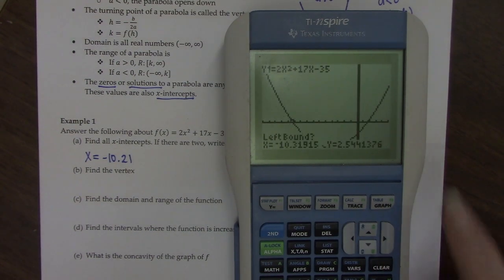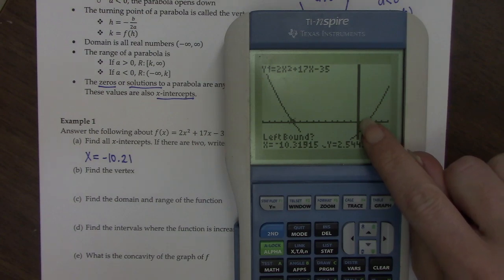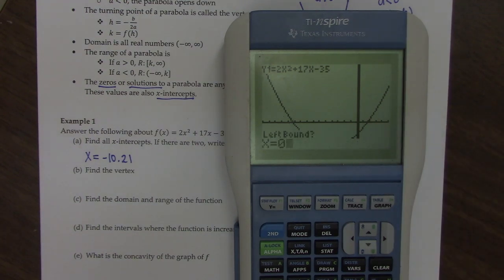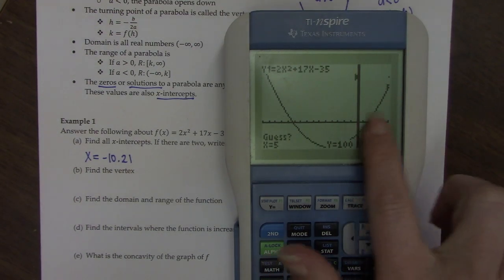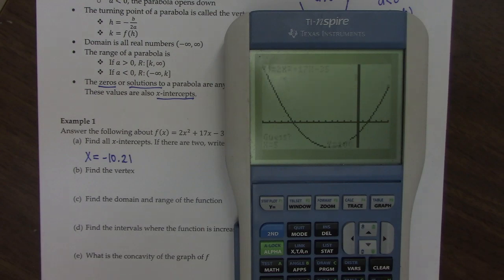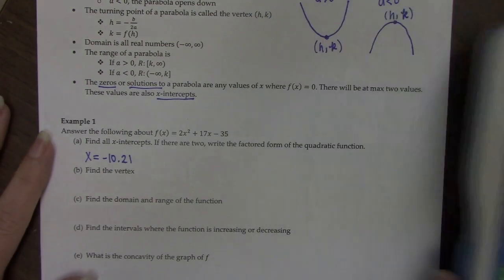0, it's going to ask for my left bound, so now I'm going to start over here at x equals 0. And my graph ends at 5, so I'm just going to go all the way to 5. And so now it's going to check for the 0 that's here. So when I hit enter, I get x equals 1.71.